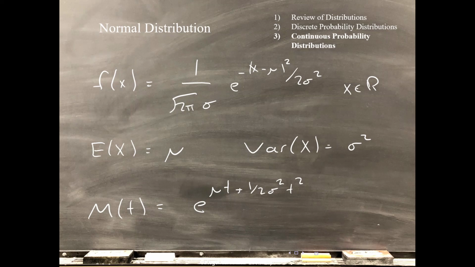And the importance of these is that the expected value of this distribution is going to be mu, so that's going to be the mean, and the variance is going to be sigma squared, right? And then we can get all of the moments from the moment generating function, and that also takes an exponential form. It's e to the mu t plus 1/2 sigma squared t squared.